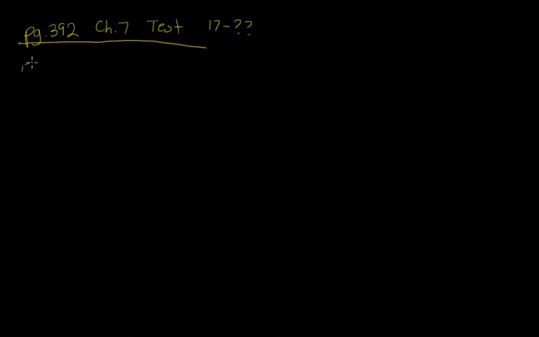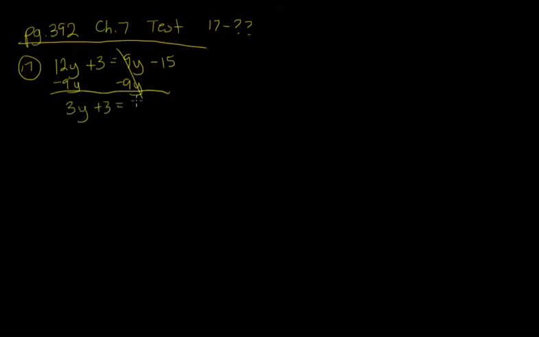So starting with number 17. All right, 12y plus 3 equals 9y minus 15. A lot of different options here. I'm going to subtract 9y on both sides. Those cancel out. 12y minus 9y is 3y, plus 3 equals negative 15. Subtract 3 on both sides. Those cancel out. 3y equals negative 15 minus 3, which is negative 18. Divide both sides by 3. y is equal to negative 6.